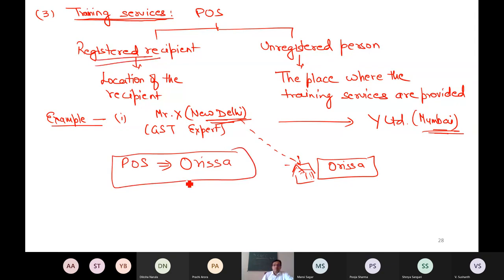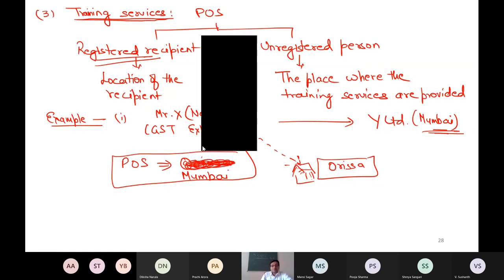recipient is a registered person. Sorry, not Odisha. Location of recipient is in Mumbai. Odisha will be the answer when this person is not registered. Mumbai is the answer. It does not matter where you provide the training. You will provide training in any state of India. But if someone is a registered person, then that location is the answer.